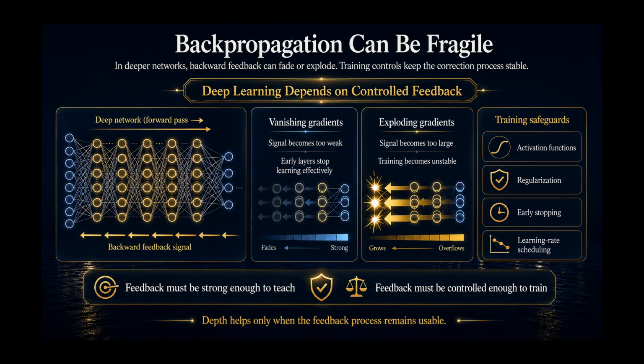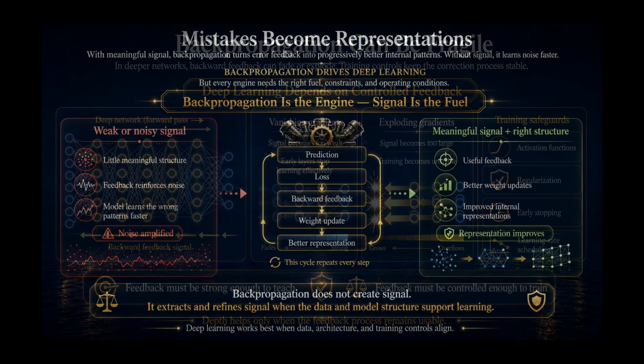But this also explains why deep learning can be fragile. In deeper networks, feedback signals can become too weak to matter or too large to control. Those are the simplified ideas behind vanishing and exploding gradients. If the signal fades, early layers stop learning effectively. If the signal grows too aggressively, training becomes unstable. Activation functions, regularization, early stopping, and learning rate scheduling are practical tools for keeping that feedback process controlled.